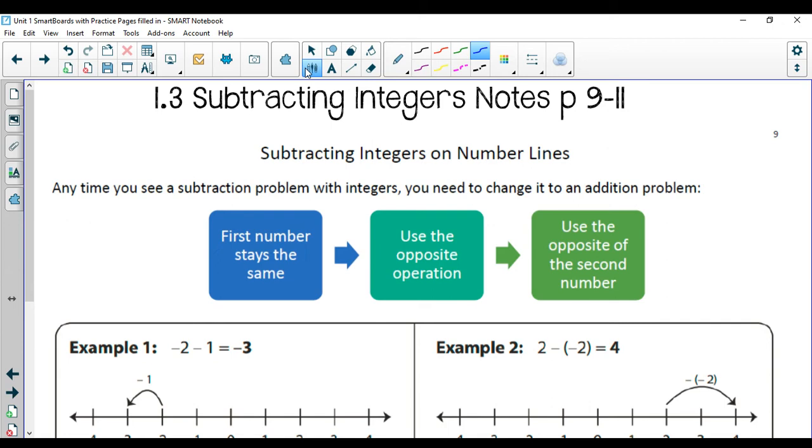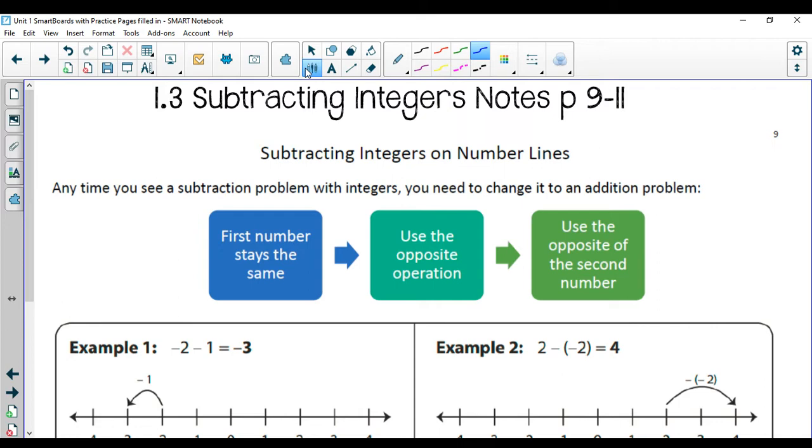This lesson is 1.3. It's all about subtracting integers on a number line and with the rule. Go ahead and open up your notes packet to page number 9 and follow along in there, filling in your notes as we go. Make sure that you pause the video if you need to, and we'll go ahead and get started for today.